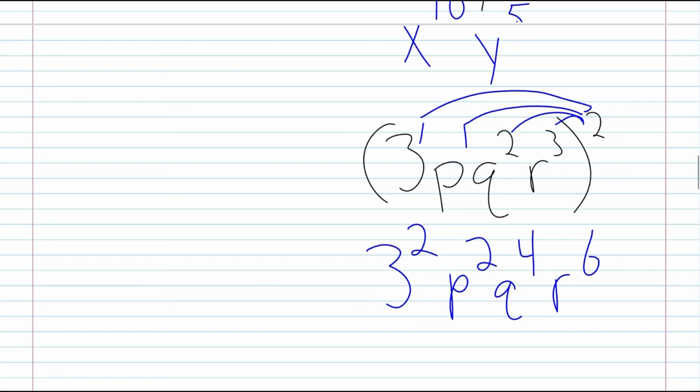Like I said earlier in the video, this could simplify to just 9 p to the second, q to the fourth, r to the sixth. It's okay to leave it as 3 to the second, but just know that you know what 3 to the second is, so we could write it as 9.